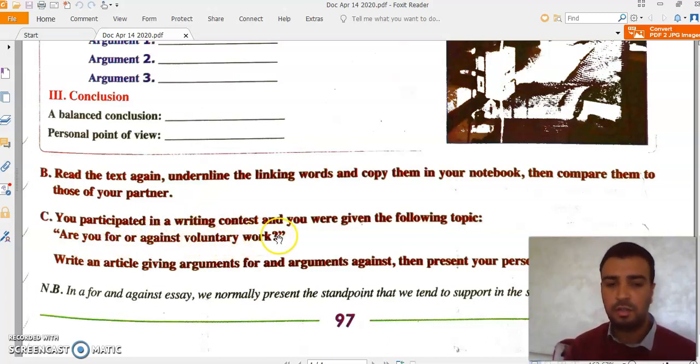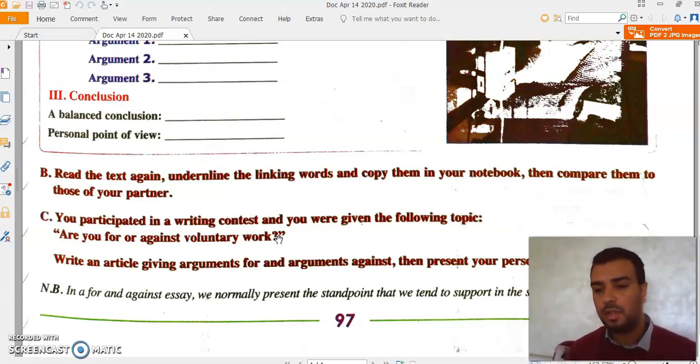So this is what we are going to work on this week. I'd like you to write a short paragraph, just one paragraph, whether you are for or against voluntary work. I know that many of you would be for the idea. Me personally, I'm for the idea of voluntary work. I think it helps us as individuals and it helps our society as well.